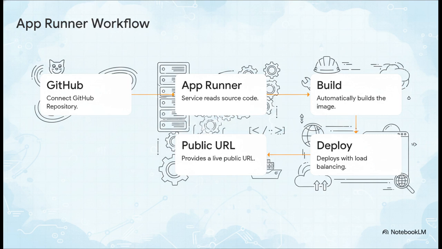You literally just point it at your GitHub repository. From there, App Runner takes over, automatically building the container image, deploying it with built-in load balancing and HTTPS, and finally handing you a live, fully functional public URL. It completely removes all the heavy lifting of continuous deployment.